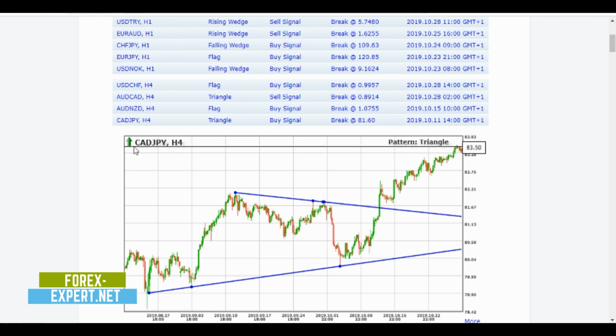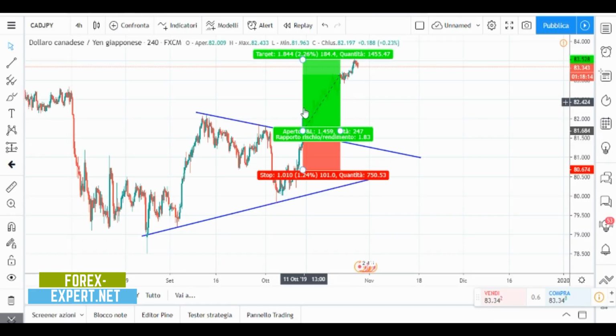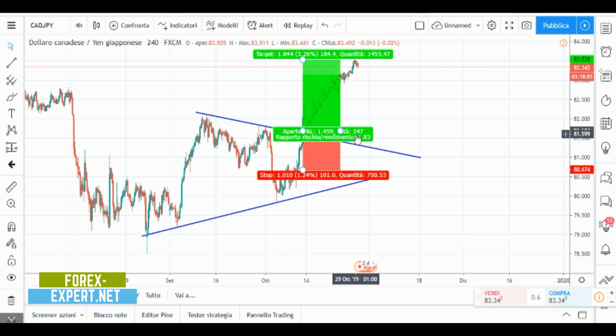For example, here on the Canadian dollar and the Japanese yen, 4-hour time frame, we have an uptrend, as you can see here from the green arrow. The pattern is a triangle, buy signal, break at 8160. The price reached the 1.618 level, and this was another great trade because the risk reward ratio is around 2. We have a 1.83. So you see how important it is to trade with a high risk reward ratio.